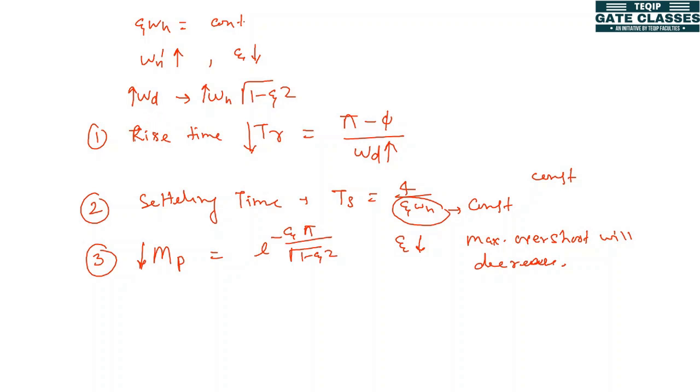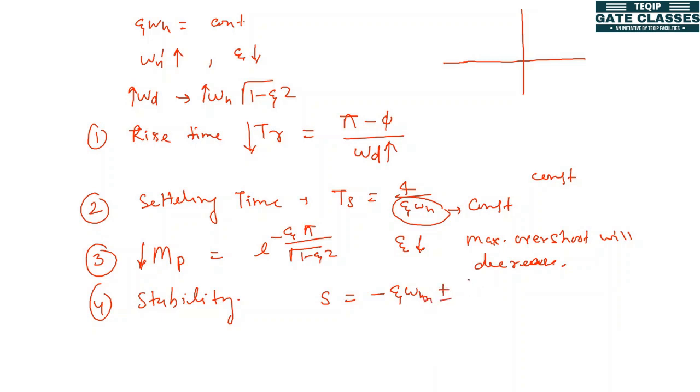What about the stability? If we add the proportional controller, stability basically depends on the poles of the system. Since zeta omega n is constant, the poles of the system, normally the poles of a second order control system, are minus zeta omega n plus or minus j omega n under root 1 minus zeta square. So we have some real part and some imaginary part. This is also called omega d.